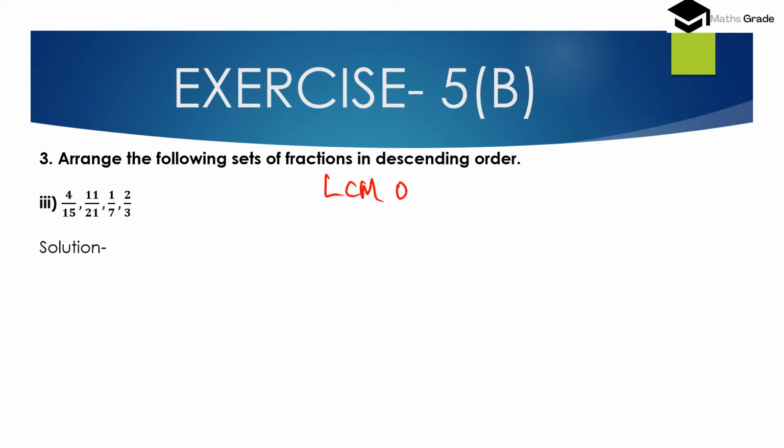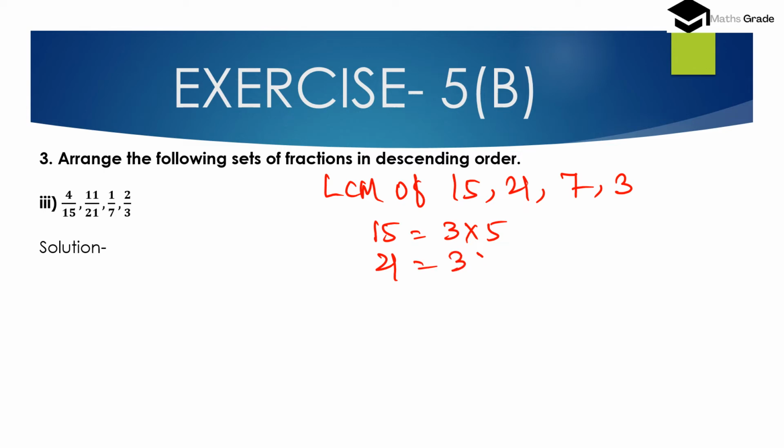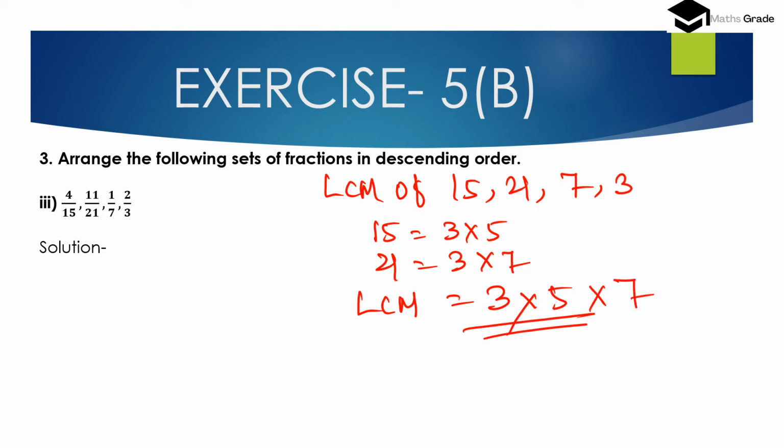So the LCM of 15, 21, 7 and 3. Prime factorization of 15 is 3 multiplied with 5, and 21 is 3 multiplied with 7. Prime factorization of 7 is 7 and prime factorization of 3 is 3. So here the maximum number of 3s is only one single 3. So the LCM has 3, and the maximum number of 5s is one 5, and the maximum number of 7s is one 7. Now 3 multiplied with 5 is 15, and 15 multiplied with 7 is 105. Now 105 is the LCM of these numbers 15, 21, 7 and 3.